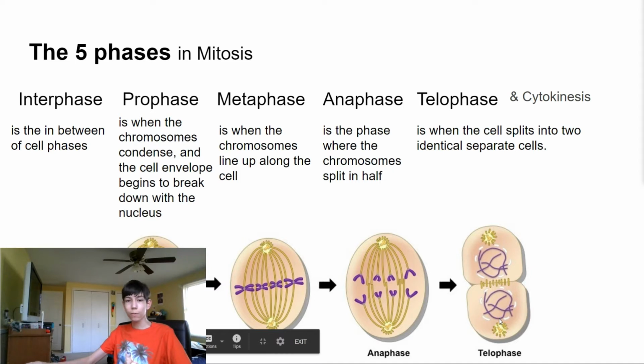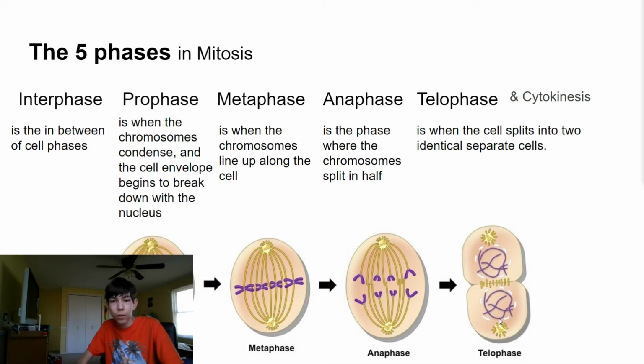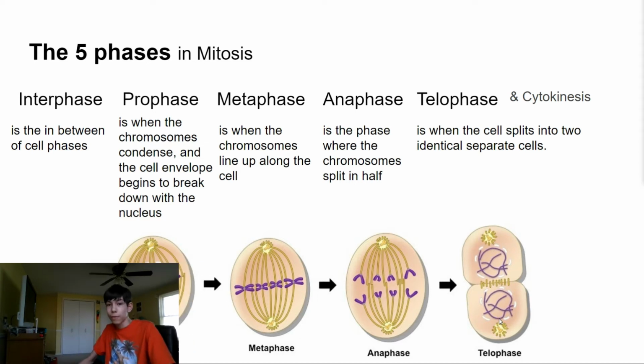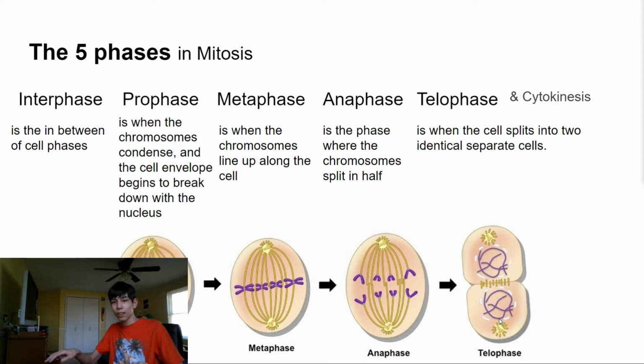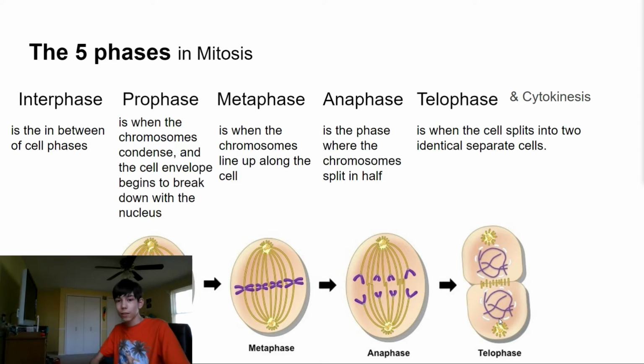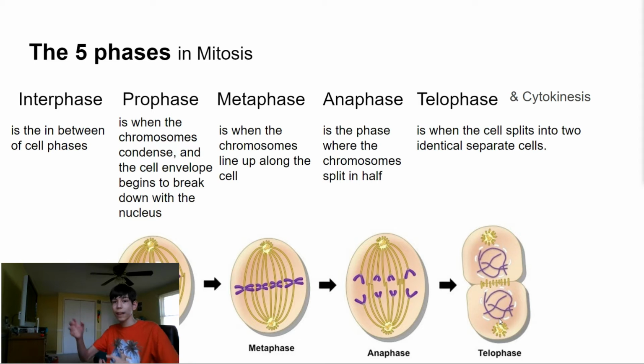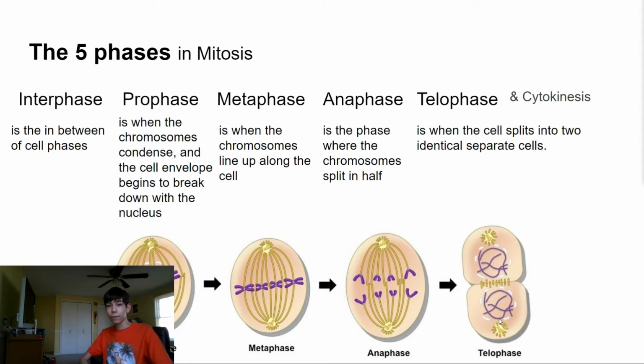Here are the 5 phases of mitosis. So it begins with the interphase, which is just kind of the in-between of the cell phases. The prophase is when the chromosomes condense and the cell envelope begins to break down with the nucleus, preparing it for the metaphase, which is when the chromosomes line up along the center of the cell, which leads into the anaphase, where the chromosomes split in half. And finally, the telophase and cytokinesis, which is when the cell actually splits into 2.